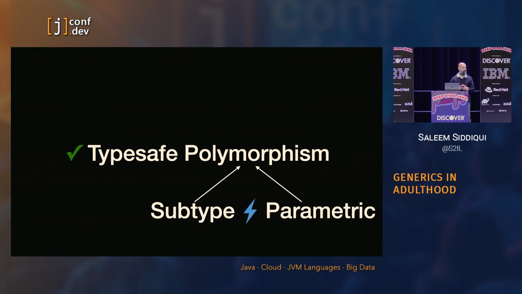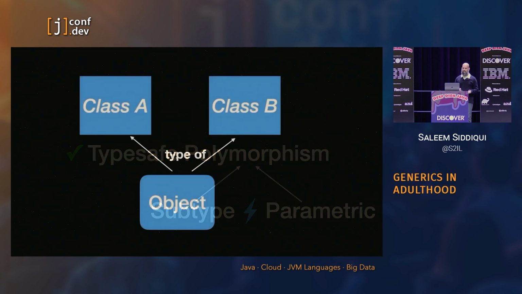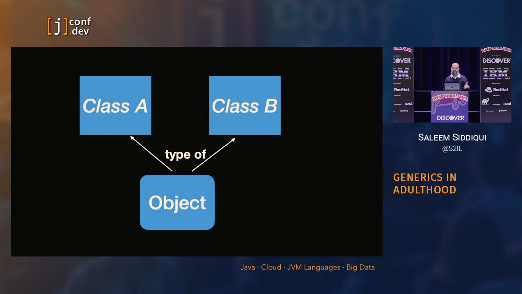So life is not all hunky-dory. You can't have your cake and eat it too, as they say. When you want all of these things, there's tension between them, and that's where some of the problems with not just generics, but other features in Java come in. So let's take an example. To surface some of these problems, what you need is an object that is the type of two different classes. So you need an object that is a type of class A and a type of class B.